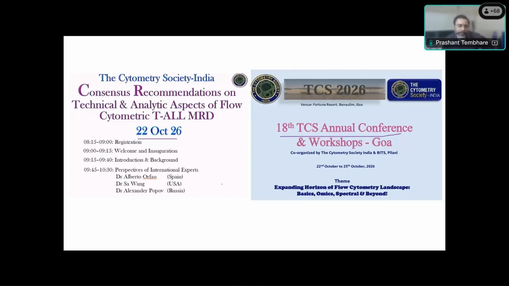If you want to witness, here we are going to discuss which markers to use for T-ALL MRD, how to process the sample, and we are going to develop a consensus recommendation for T-ALL MRD, an Indian consensus. If you are interested, please register. This is going to be on the 22nd in Goa. So, it's fun.